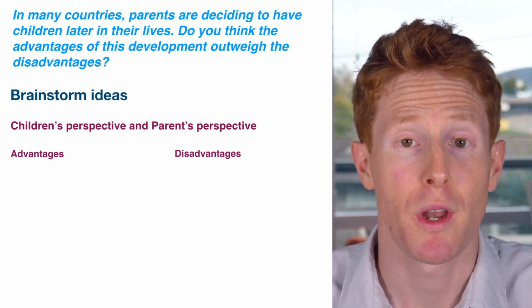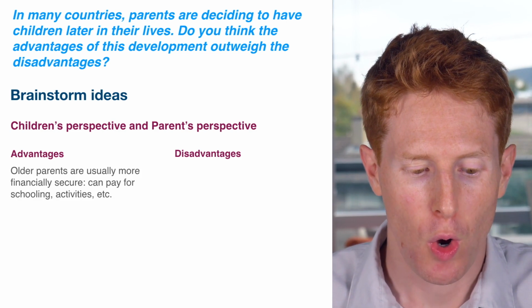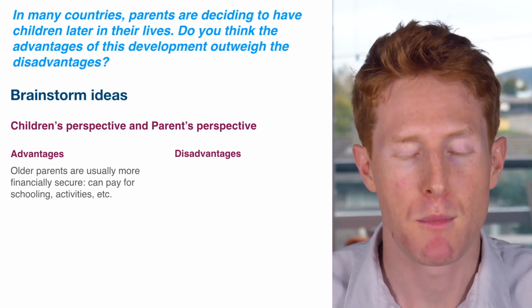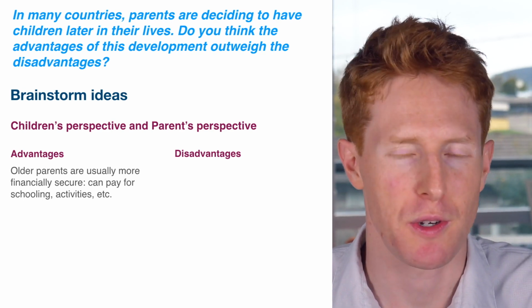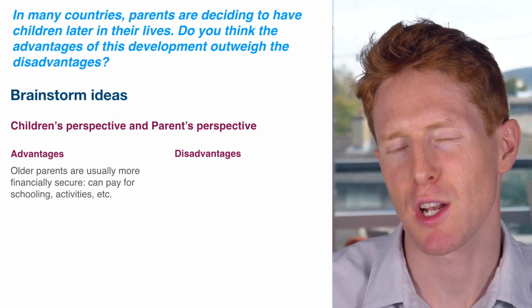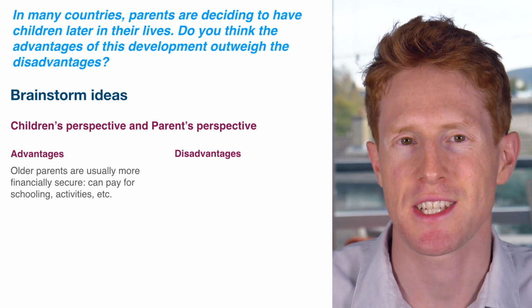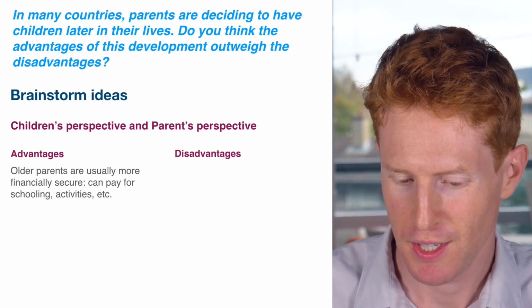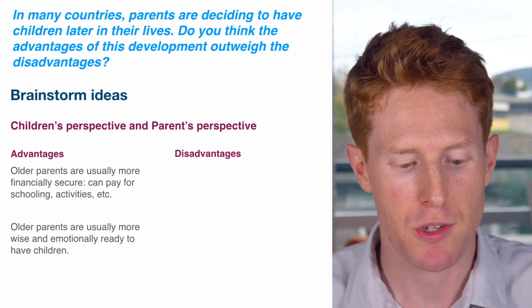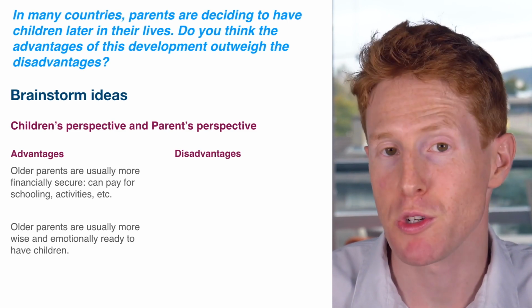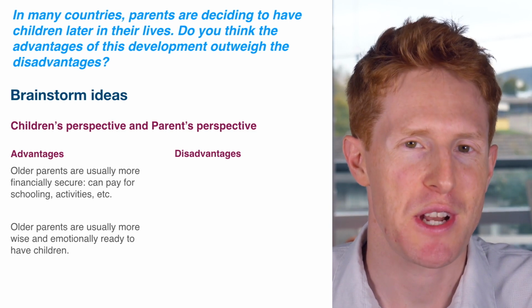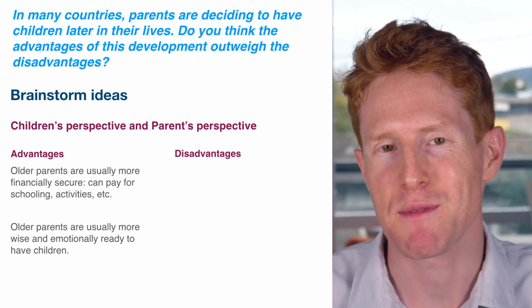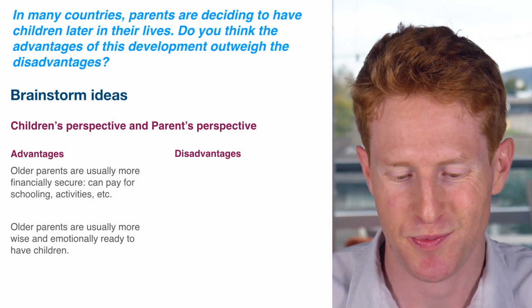Okay, here's 1 advantage. Well, older parents are usually more financially secure. So, for example, they can pay for schooling or activities. That's because they've had longer to develop their careers and to save up money. Another advantage is that older parents are usually more wise and emotionally ready to have children. Okay, this isn't necessarily my view, but it's the view that I'm going to take for this essay.